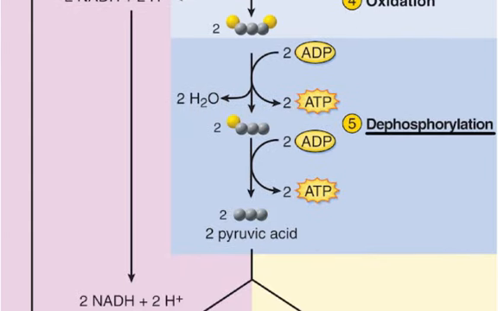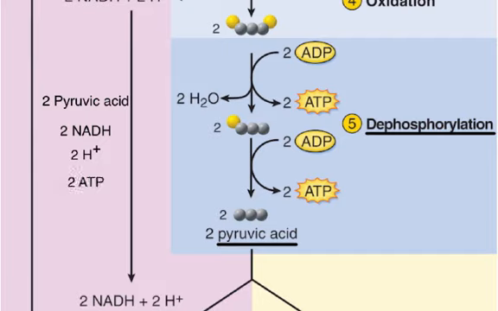Finally, in the next two steps, phosphate groups are taken from the glycolysis intermediates and transferred to ADP, converting it to ATP. The 3-carbon compound becomes pyruvic acid. The net end products of glycolysis are therefore 2 pyruvic acids, 2 NADHs, 2 protons, and 2 molecules of ATP.